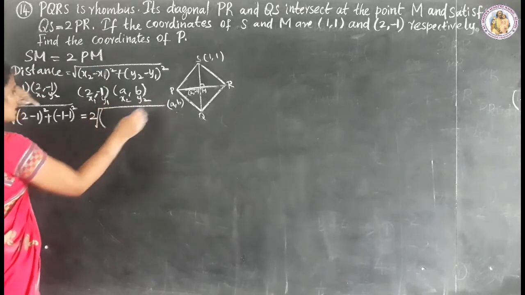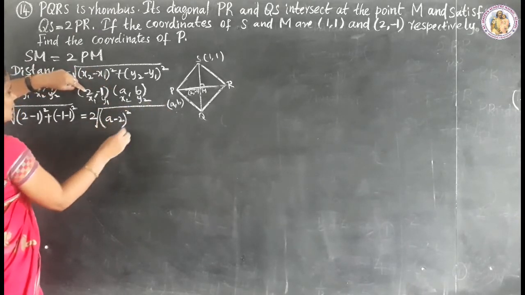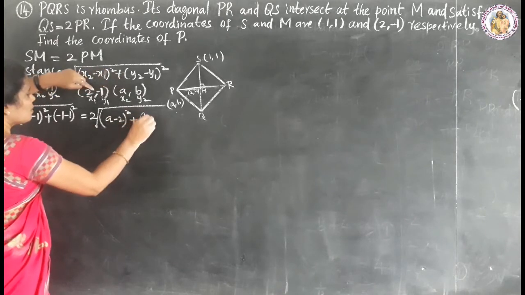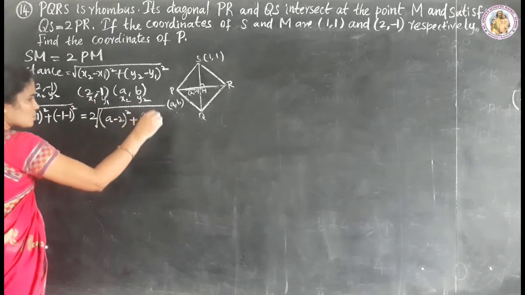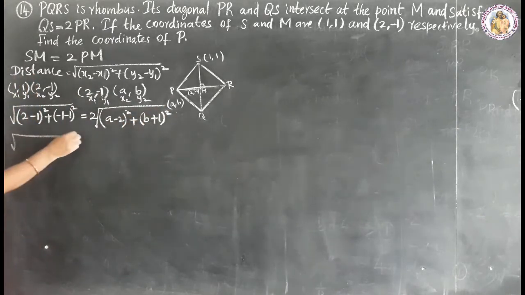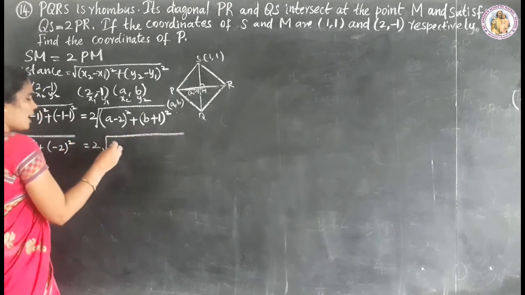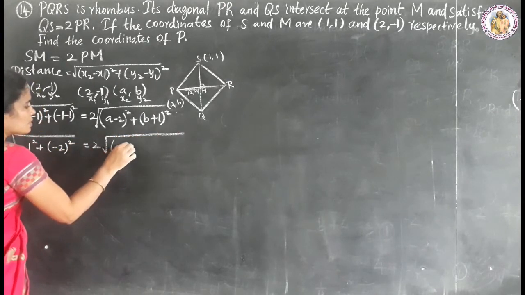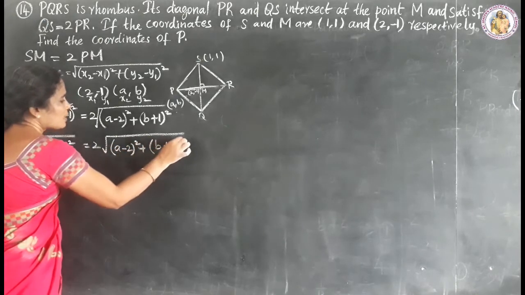x2 minus x1, a minus 2 whole square plus b minus, here we have minus already, formula minus, so plus 1 whole square. Okay, now 2 minus 1 is 1 square plus same sign minus 1 minus 2 whole square is equal to 2. Write as a minus 2 whole square plus b plus 1 whole square.